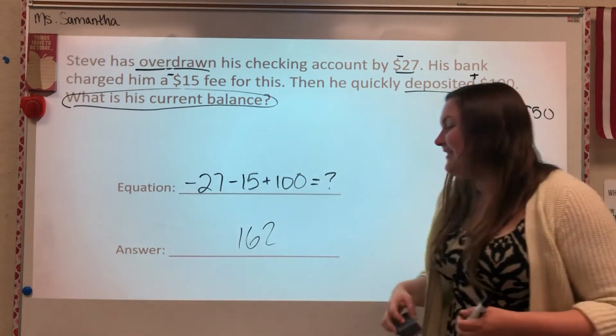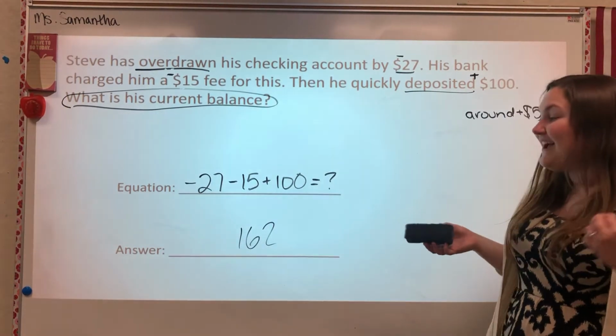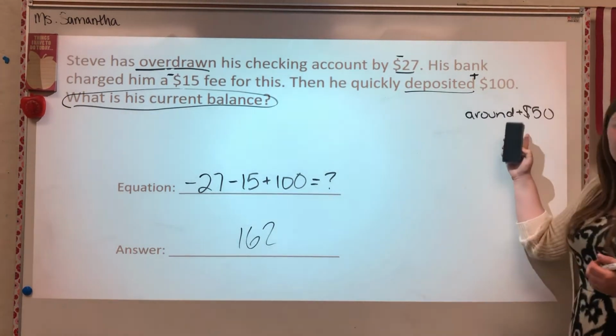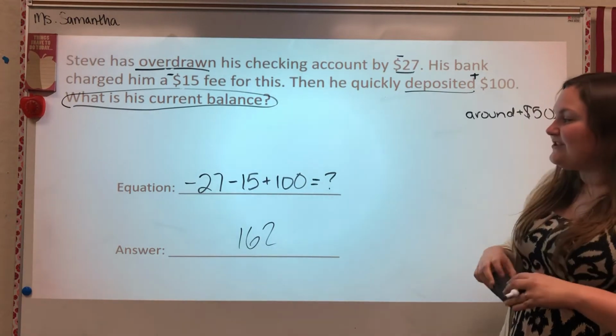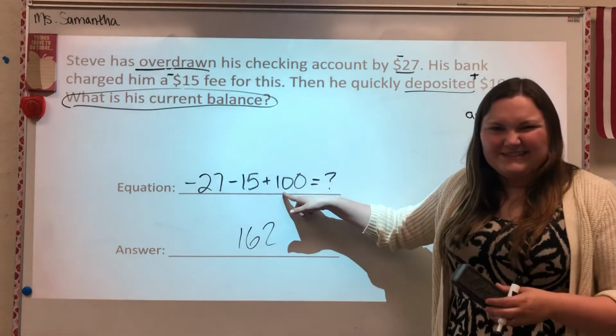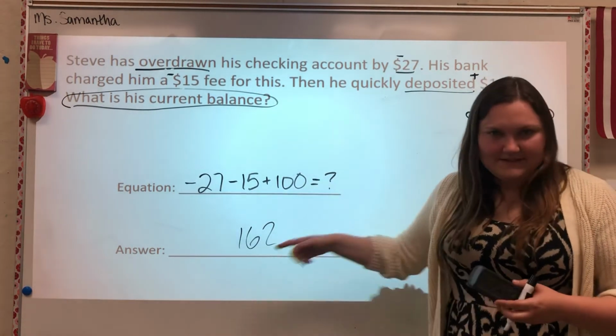Similarly, if you get something really large, a positive number like 162, again, one of the questions you might have asked yourself is, well, it's going to be less than $100, right? So this doesn't make sense.